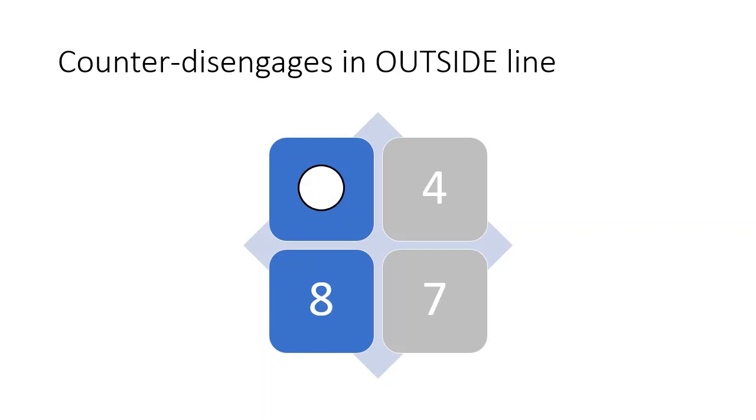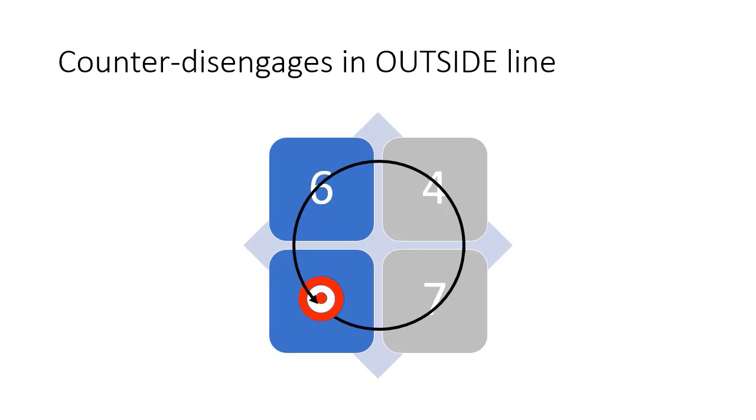The counter disengage in the outside line, beginning in the opponent's line of 6, evades a circular 4 parry and arrives back in the outside high line. Beginning in the outside low line, the opponent's line of 8, the counter disengage evades a circular 7 or sweeping circular 6 parry to arrive back in the outside low line.